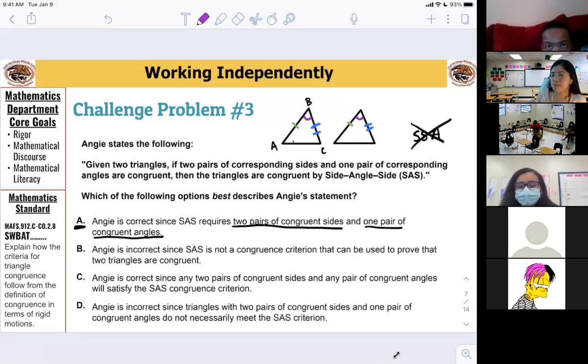Isosceles? Not isosceles. In circle, just joking. No, not in circle.